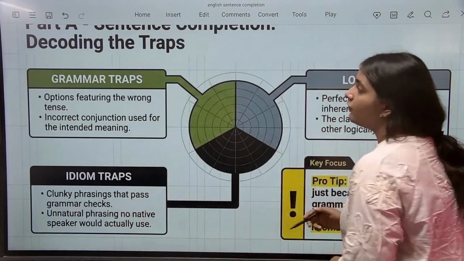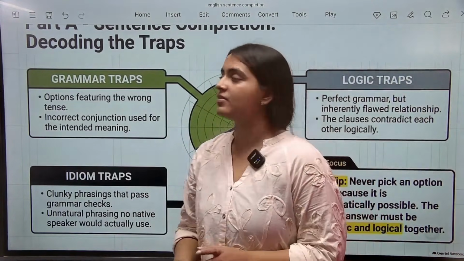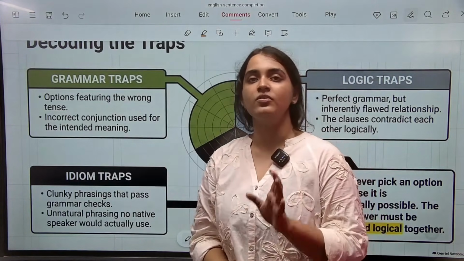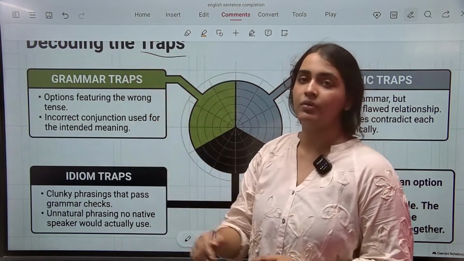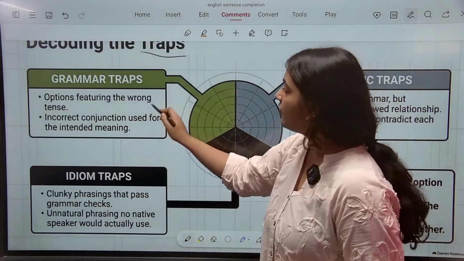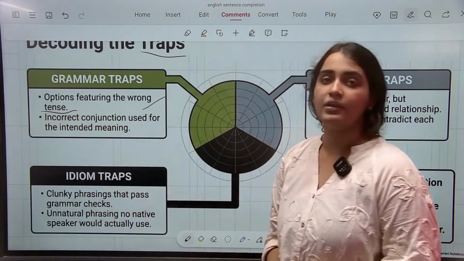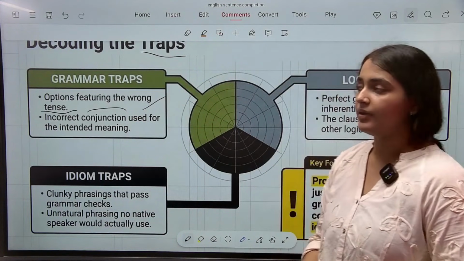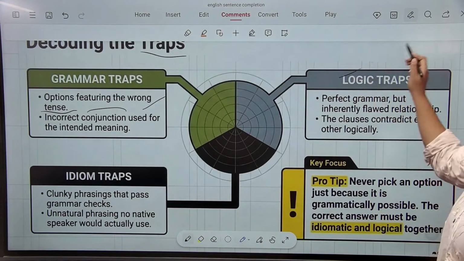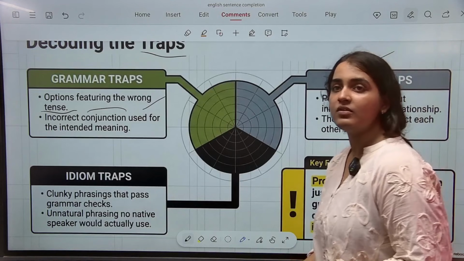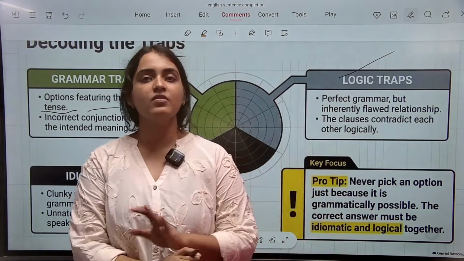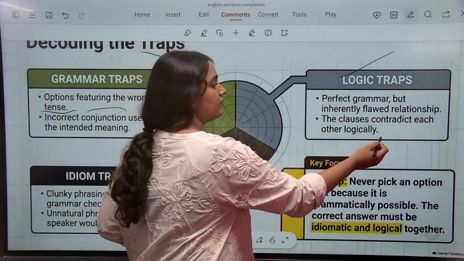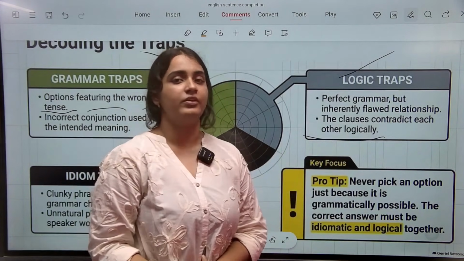Going ahead, first thing, you have to find the traps. Sometimes in a question, the option sounds correct, but actually it's a trap. The grammar may be wrong. You have to see which is the correct and incorrect tense. Apart from this, you have to see whether the conjunctions are correct or not. Second, logic traps. Logic traps means options where all the grammar is correct for all the options A, B, C and D, but there is no relationship between them.